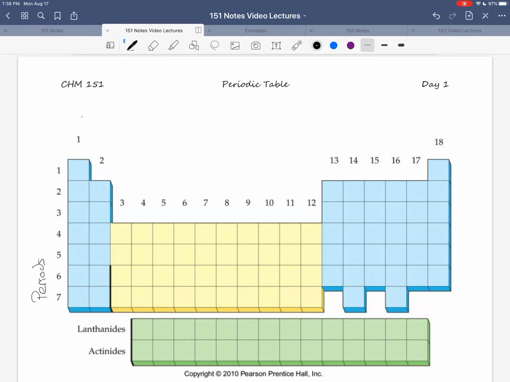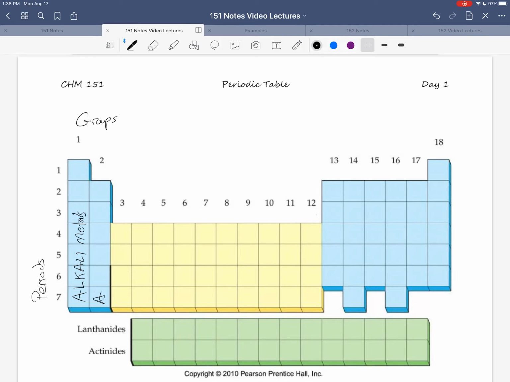And groups are on the top. All right, so groups 1 through 18. Some of them have common names, like group 1 are the alkali metals.